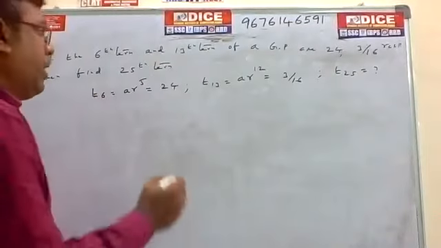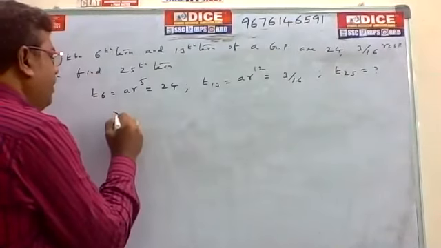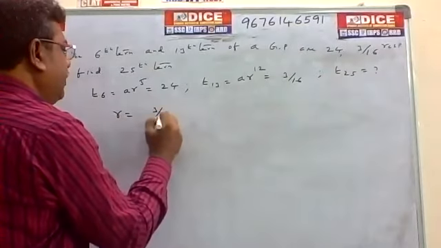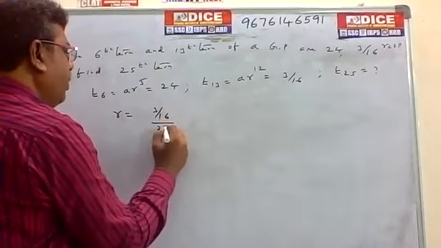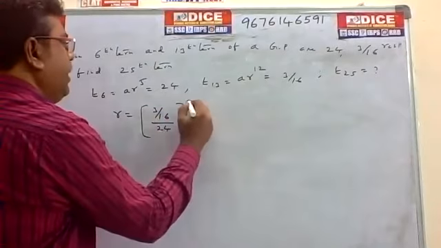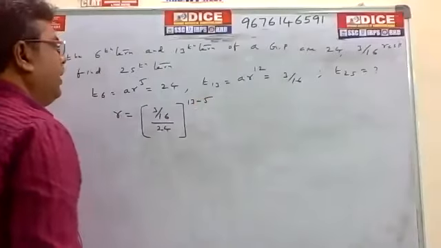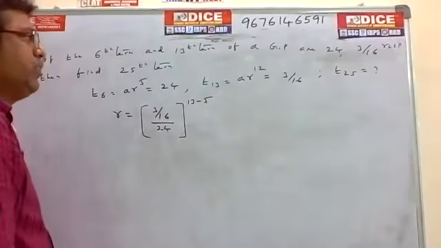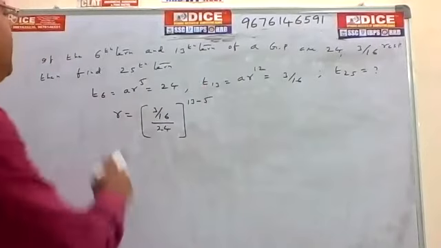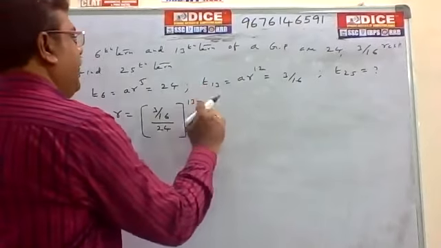So what is the formula for R? R is equal to (B by A) whole to the power of 1 by (13 minus 6), that is, (3 by 16 by 24) whole to the power of 1 by (13 minus 6).